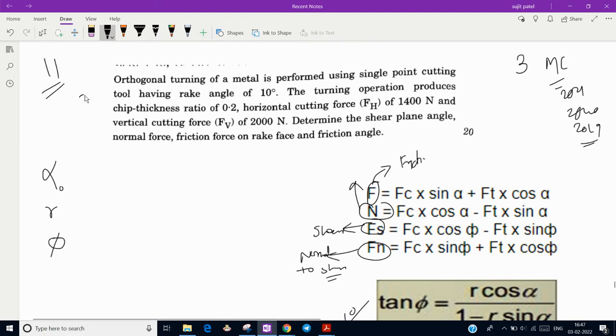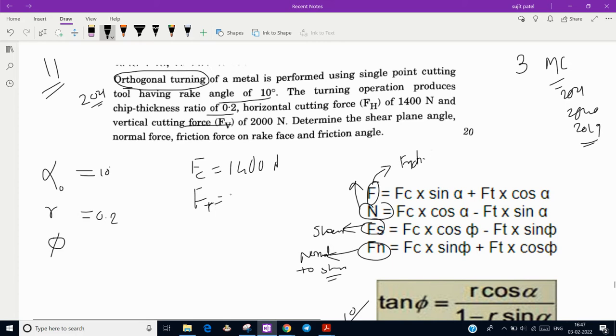So this is the first question from the 2021 paper. In orthogonal turning, that means we will use our regular formulas. Rack angle of 10 degree, that means alpha is given as 10 degree. Then chip thickness ratio, R, is also given as 0.2. Horizontal cutting force, that I will write as Fc, is 1400 Newton, and vertical cutting force is Ft.